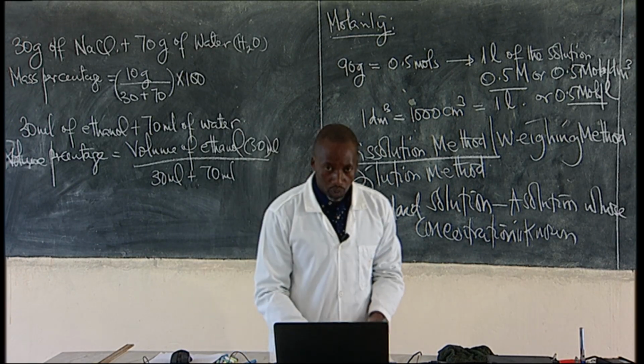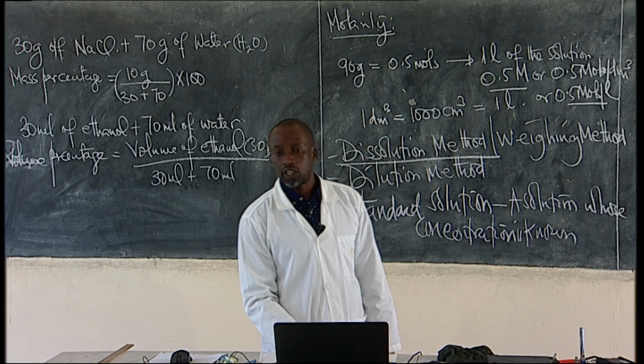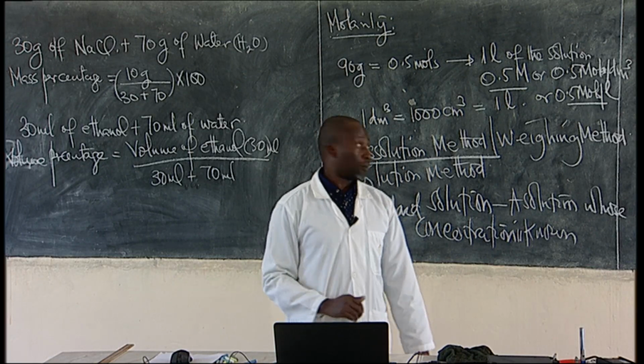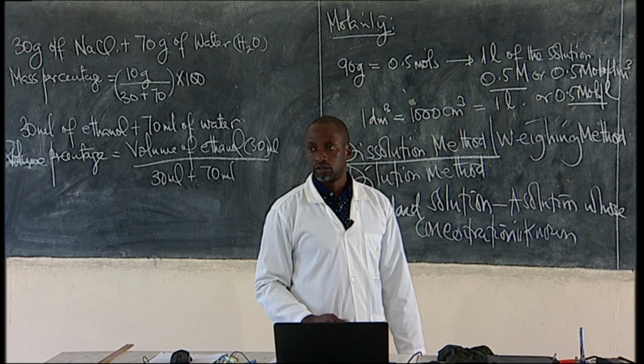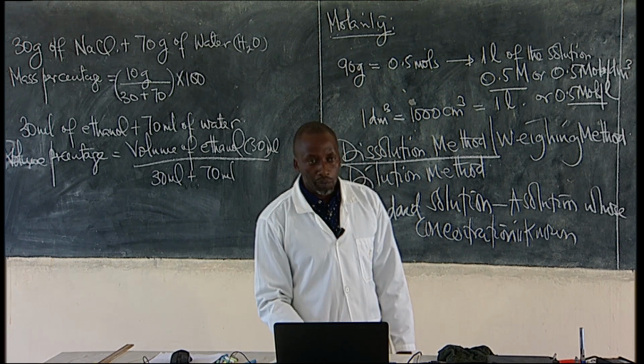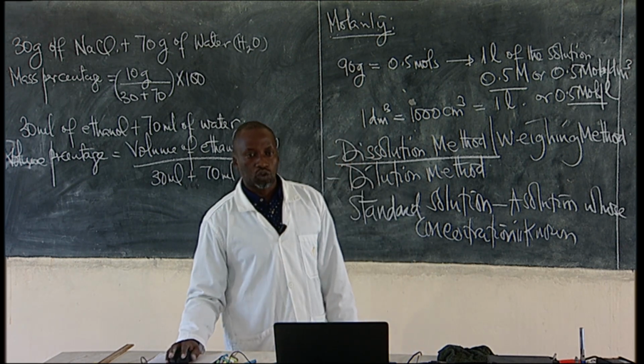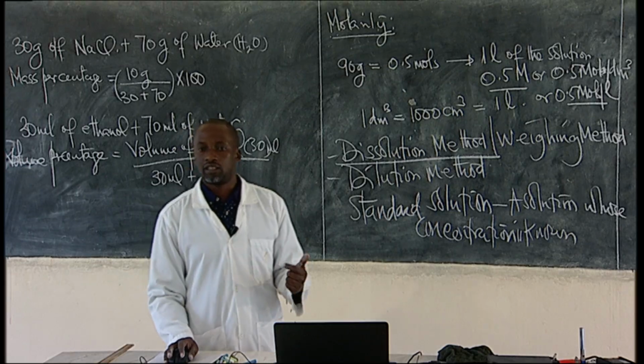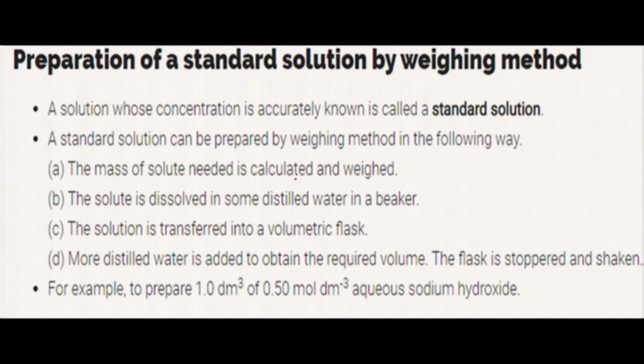So for example, here, there are certain steps that you have to go through when you are preparing this standard solution, which we said is a solution whose concentration is known. Step number one, you'll need to weigh the mass of the substance, that is the solute. Because once you are making the solution, you need the solute and the solvent. Those two main components. So you need to weigh the mass of the solute.